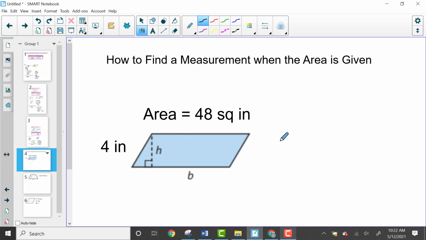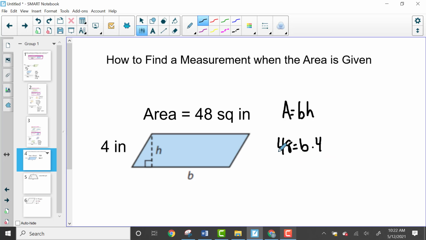Okay, so what we have right here is a parallelogram, and if you remember, the formula for a parallelogram is area equals base times the height. Now you've already been given the area for this. What we need to figure out is the base. They gave us the area, so we have 48 equals the base times 4.